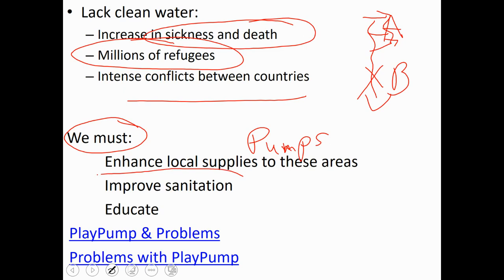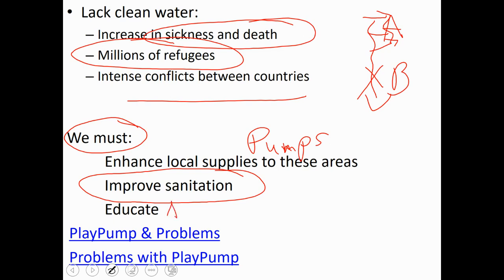Second thing, improving sanitation. So an area may have water, but it may be as dirty as anything because their sanitation system is not set up very well. Their garbage is going into the water system. They have animals in the water, animals that are dying upstream. You also have fecal matter making its way into the water system. So we need to keep that as clean as possible.